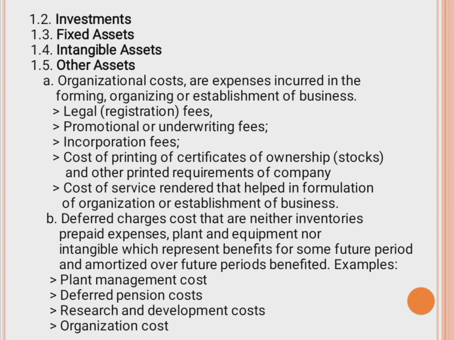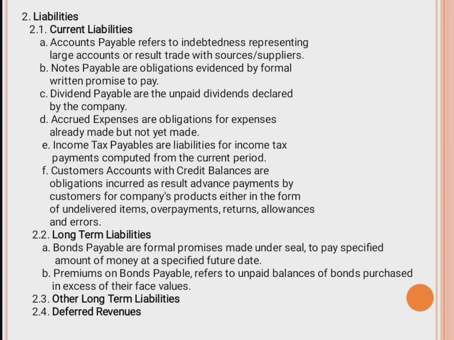Letter B, deferred charges: costs that are neither inventories, prepaid expenses, plant and equipment, nor intangibles, which represent benefits for some future period and are amortized over the future periods benefited. Examples: plant management costs. Next, deferred pension costs. Next, research and development costs. Next, organization costs. Number 2, liabilities.